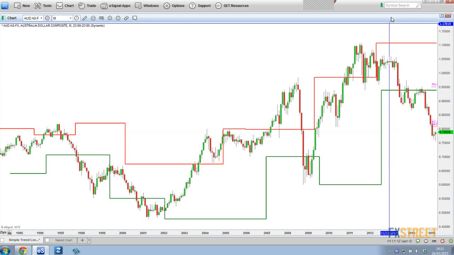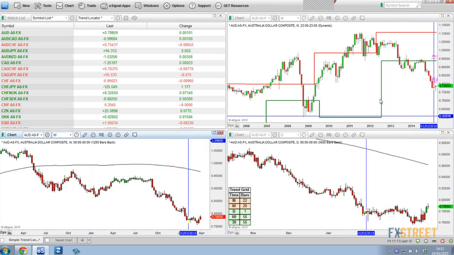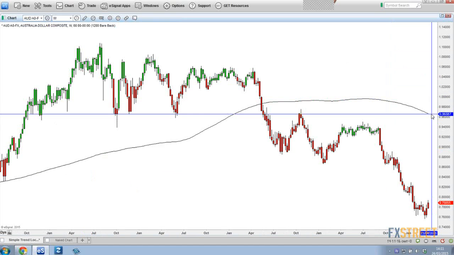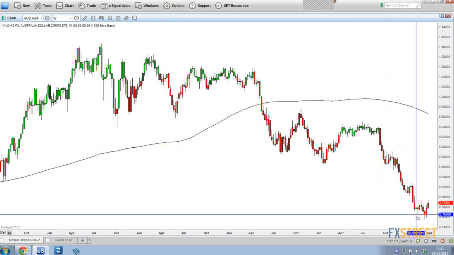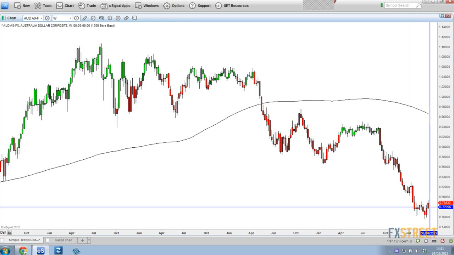If I go to the weekly time frame, we can see that we're trading below the weekly 200 moving average, and we've got the red trend filter in play, suggesting further weakness. All we're going through at the moment is an area of consolidation. What we want is a breakout to the downside.